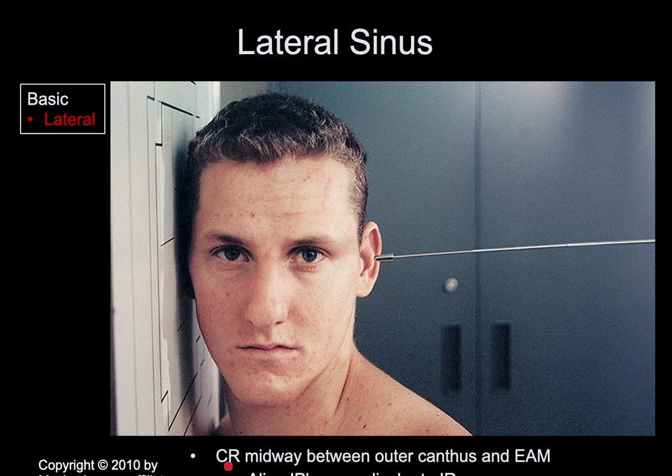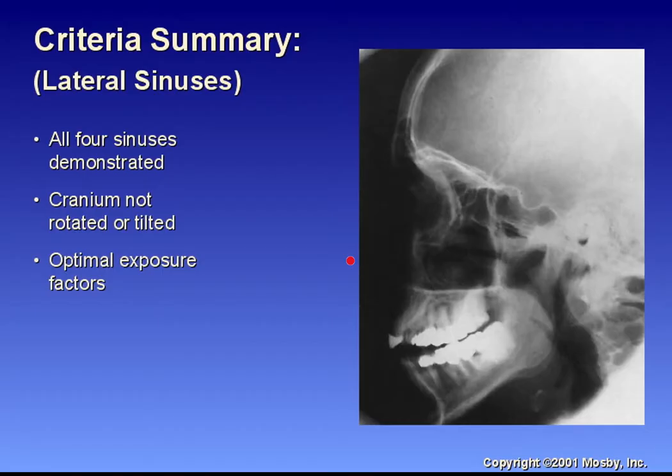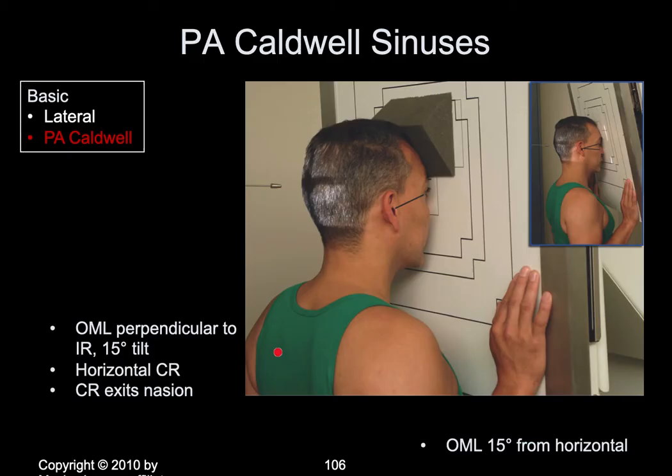Lateral sinuses, central ray midway between the outer canthus and the EAM. So outer canthus, EAM, you're midway in between them, okay? Criteria, all 4 sinuses demonstrated. So you have 1, 2, 3, 4 sinuses demonstrated. It's the only time that you will see all 4 of them demonstrated, okay?